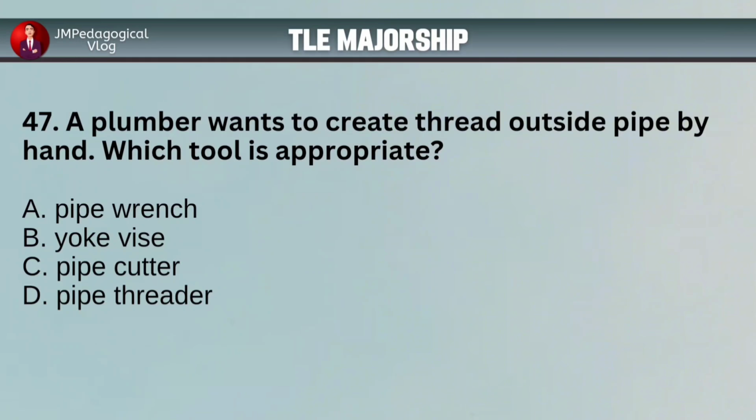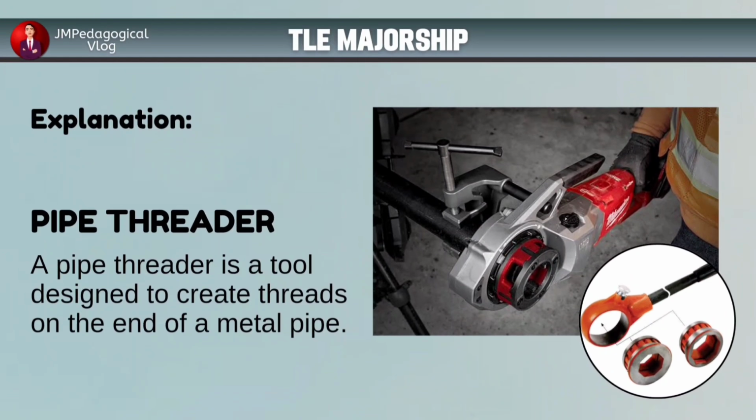47. A plumber wants to create a thread outside the pipe by hand. Which tool is appropriate? a. Pipe wrench. b. Yoke vise. c. Pipe cutter. d. Pipe threader. d. Pipe threader. Explanation. A pipe threader is a tool designed to create threads on the end of a metal pipe.